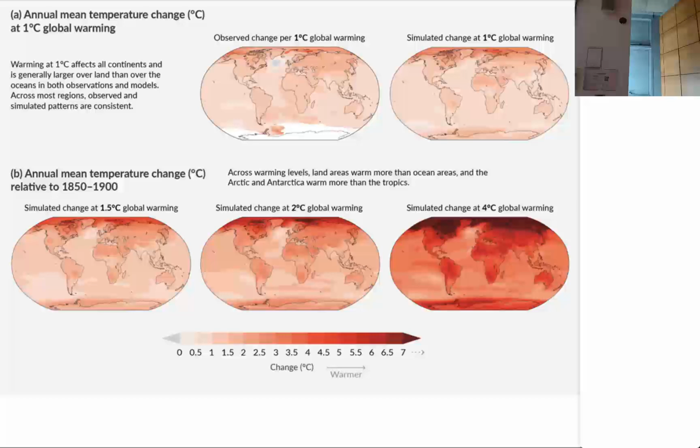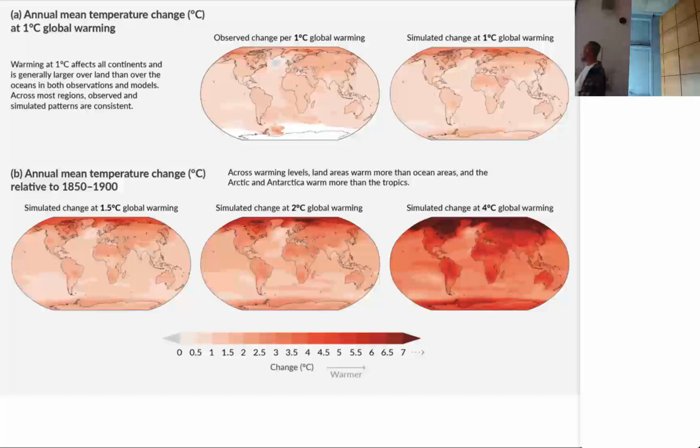The models do not only do reasonably well in terms of the mean projection for the world as a whole, but also do a reasonable job in projecting the spatial pattern. And here, this is where we are a few years ago, 1.5 degrees of warming, 2 degrees of warming, 4 degrees of warming. And you see very distinct patterns here, right?